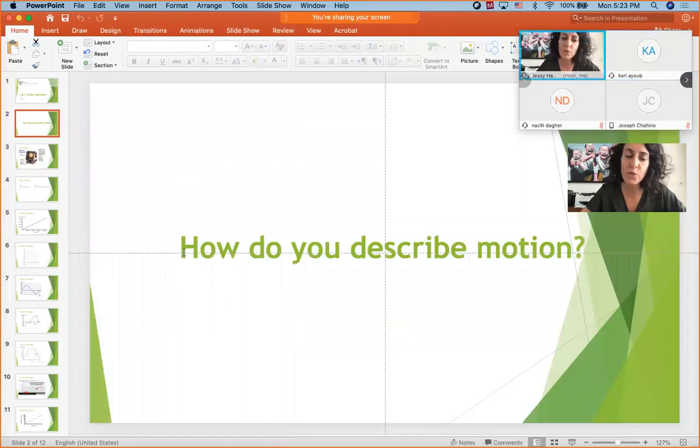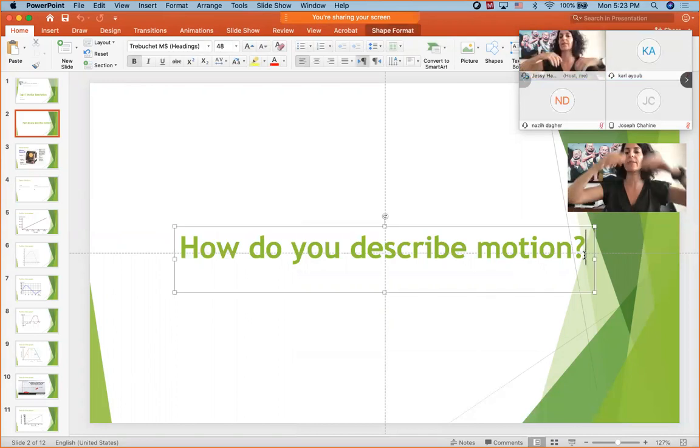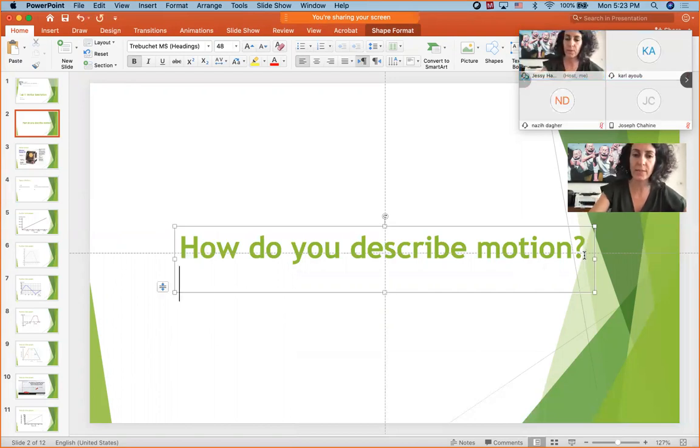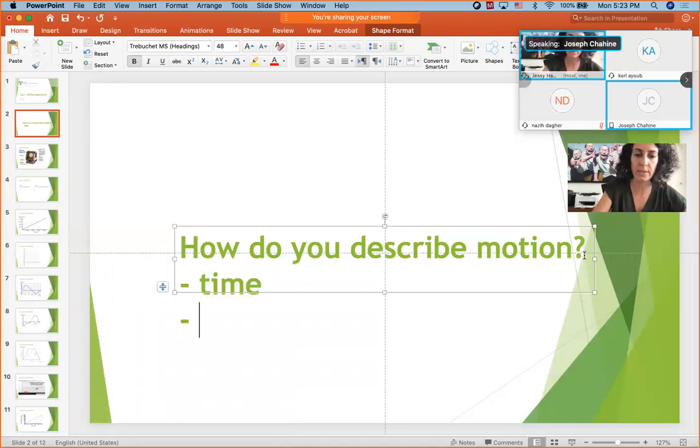Okay, so my question for you is, how do you describe motion? Let's say you have anything, a pet, a ball, a tennis ball, a child on a skateboard. How do you describe the motion? What do you use as terms? Let's write it down. Time and distance. Okay, distance. What else?